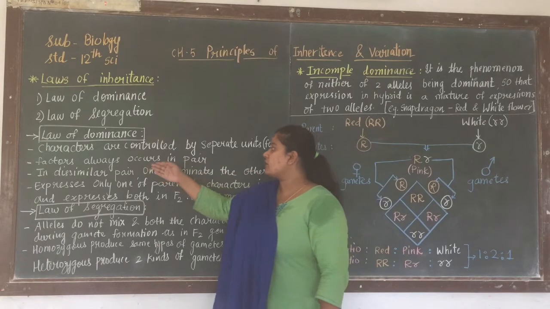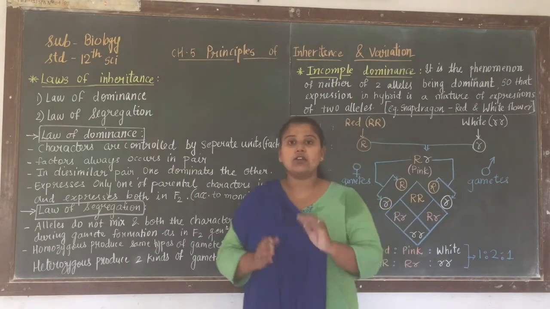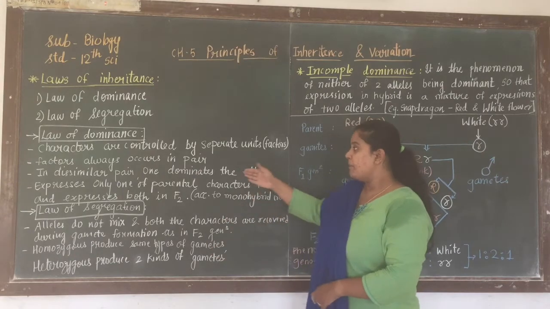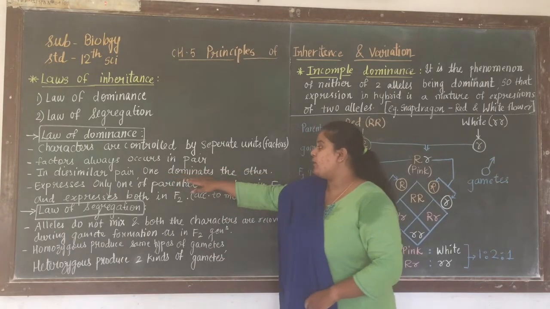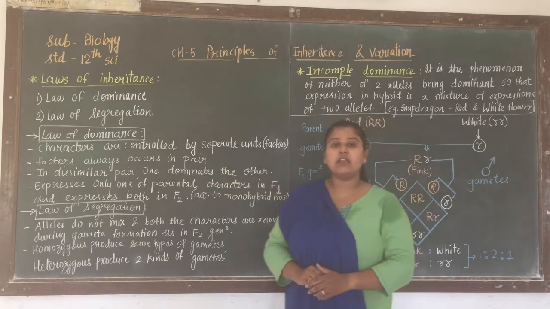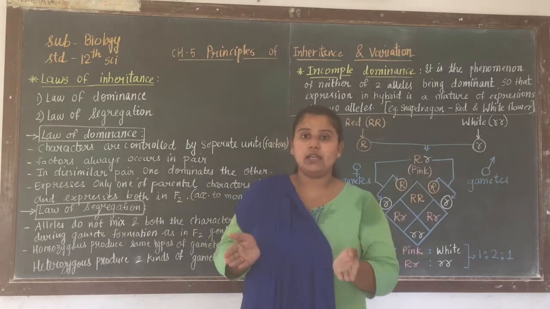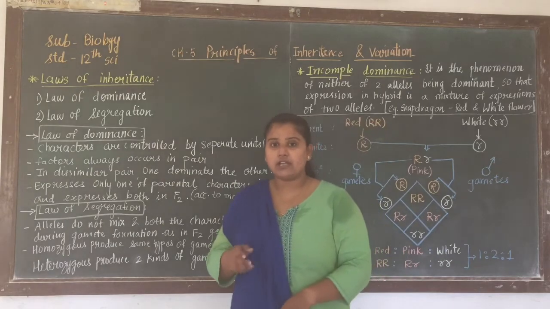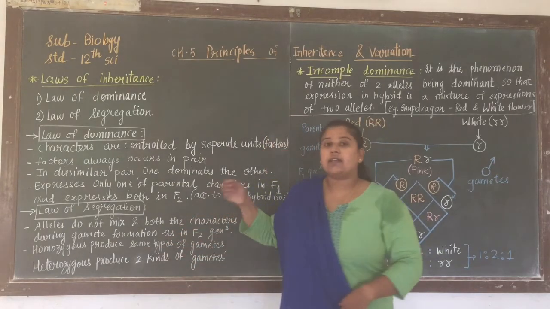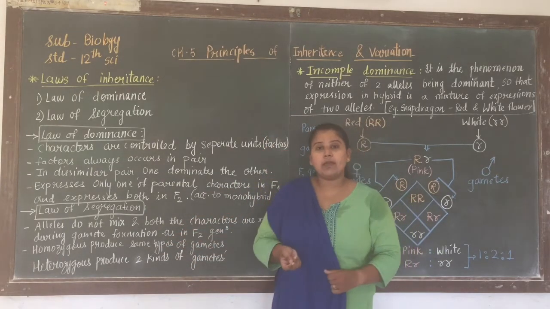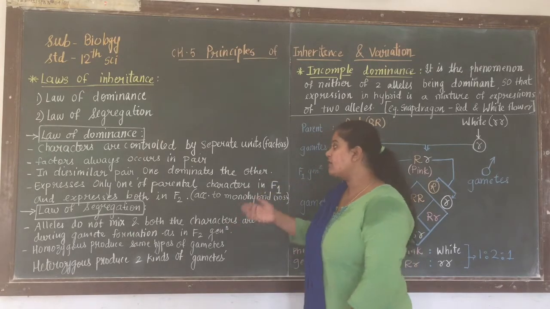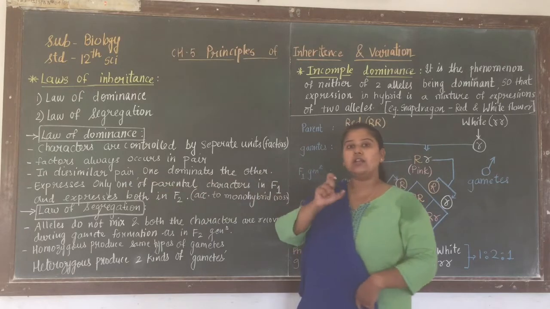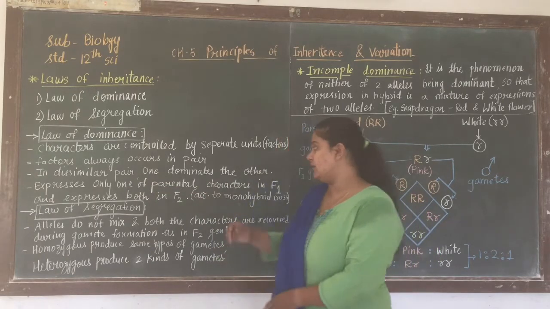Now all the factors always occur in pairs. That means they are not individually present, but they are always present in pairs. In a similar pair, one dominates the other. If there is a dissimilar pair, that means if capital T and small t are present, then what happens? The capital T and small t, both of them depict different things, right? So if a dissimilar pair is there, one of them dominates the other.